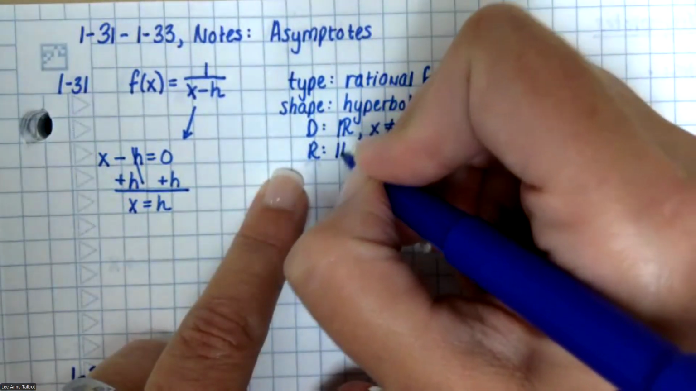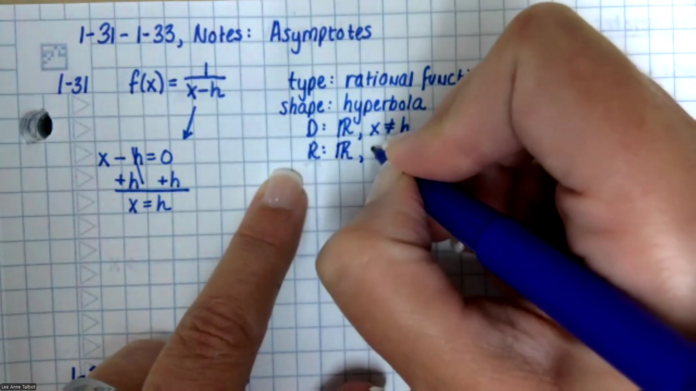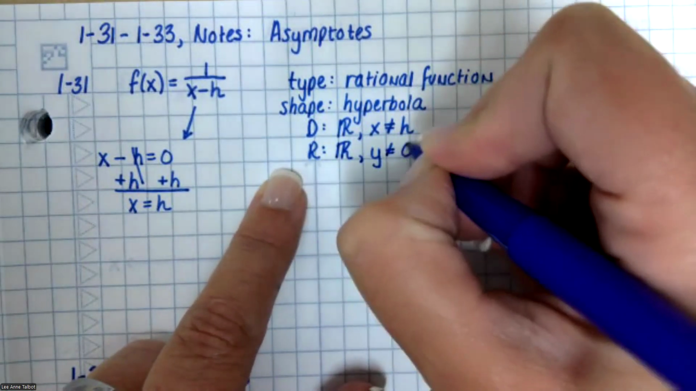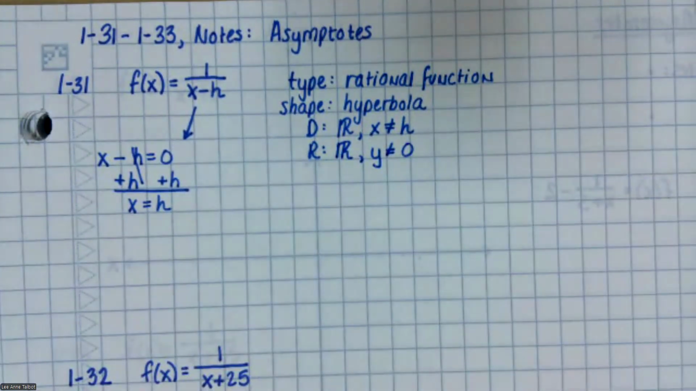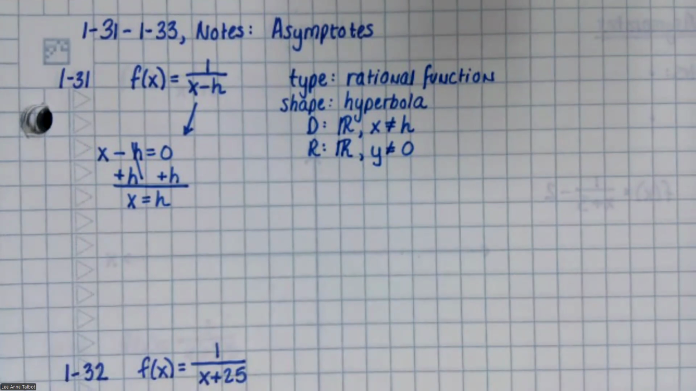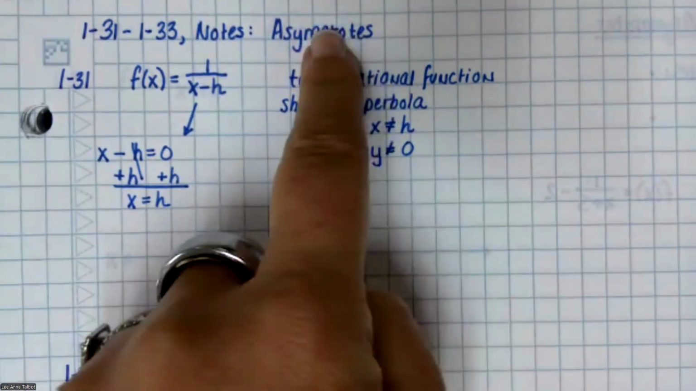And then the range for us right now is going to be all real numbers except y will not be 0, for now, until we do this notes part.